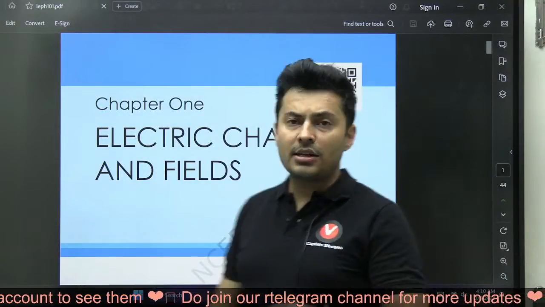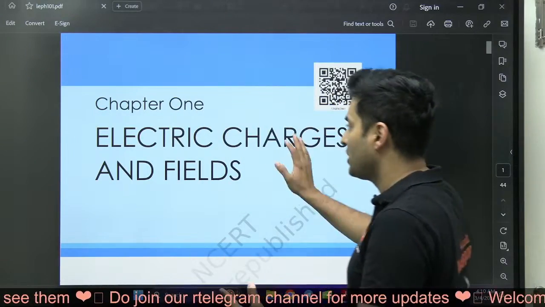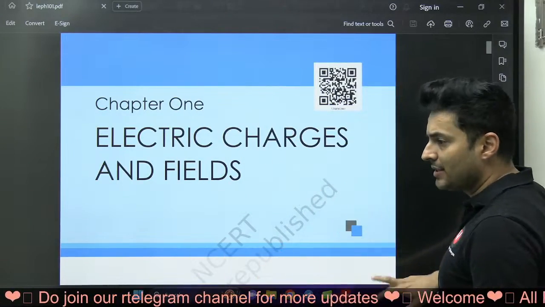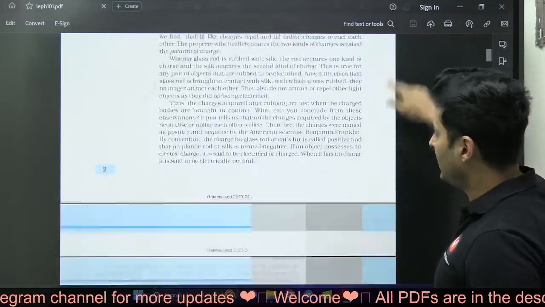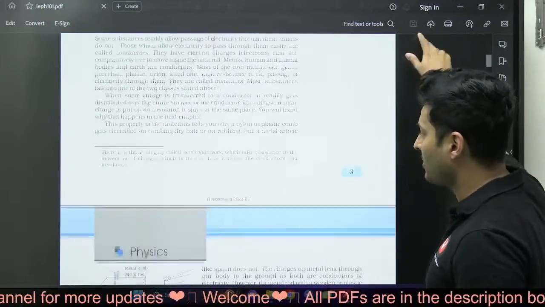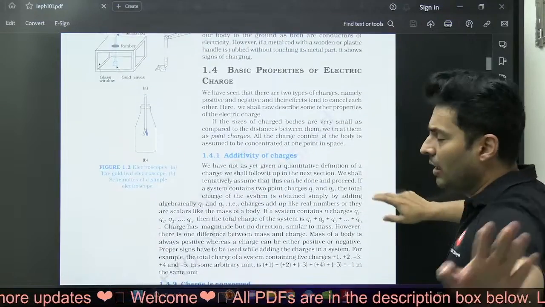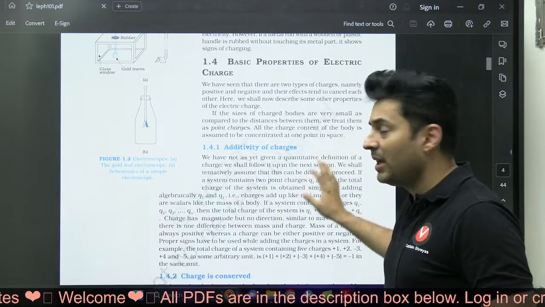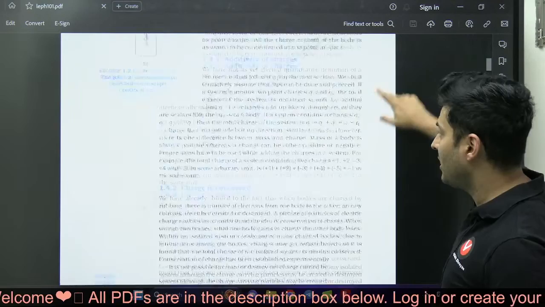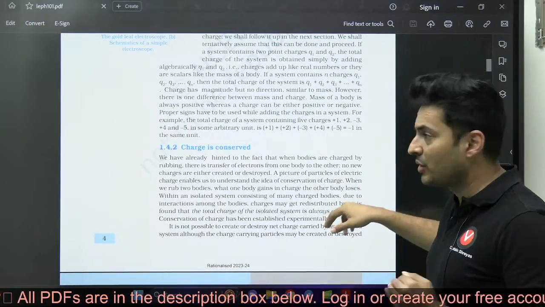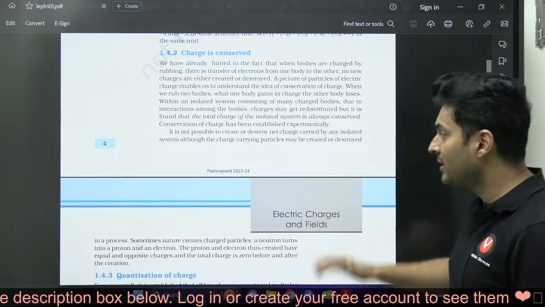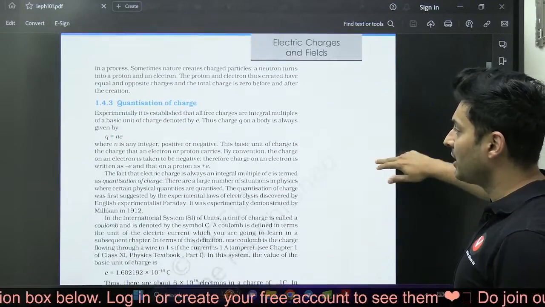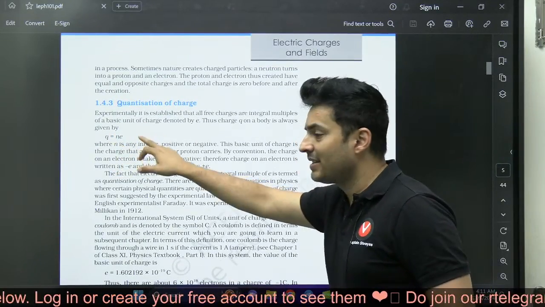So let's quickly start revising all the formulas, starting off with the first chapter, chapter 1, electric charges and fields. So if you go in this chapter, let's go to the important formulas directly. By the way, you should remember all the basic properties of the charges, the addition of charges. Q1 plus Q2 plus Q3 is the total charge. Charge is conserved. For an isolated system, charge before and charge later on is the same. Q is equal to NE.